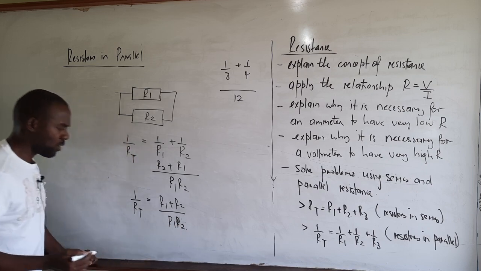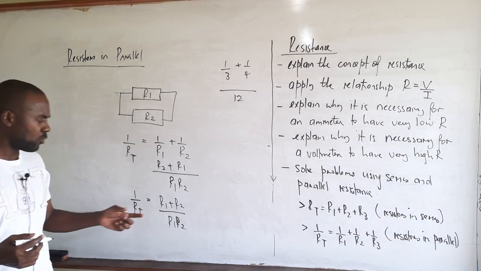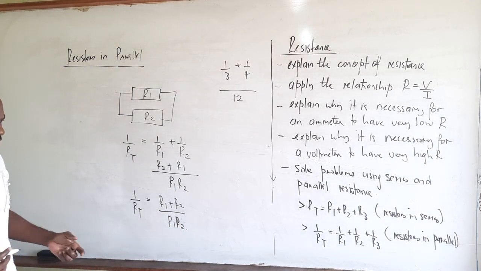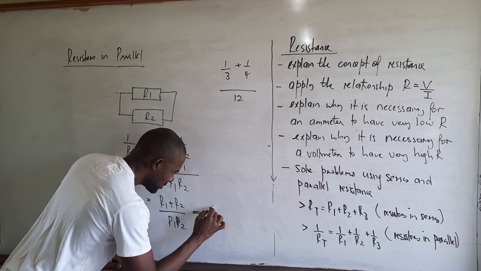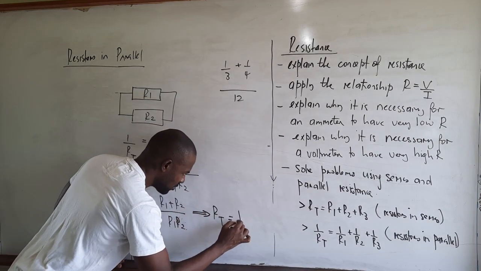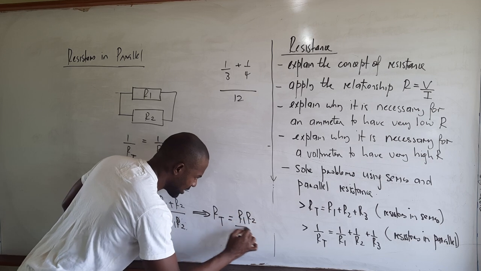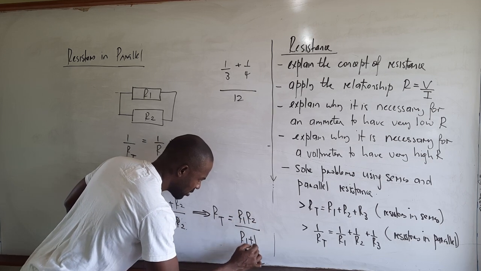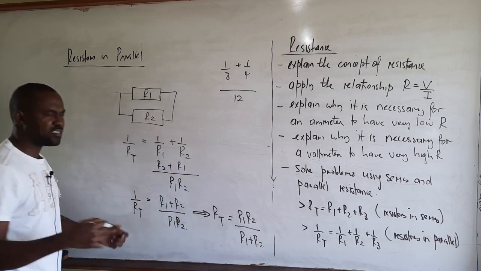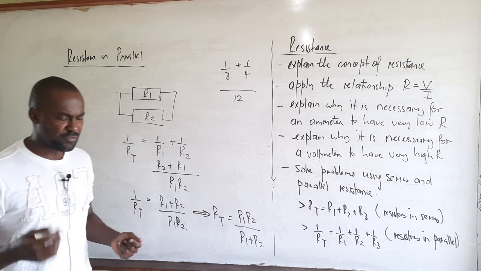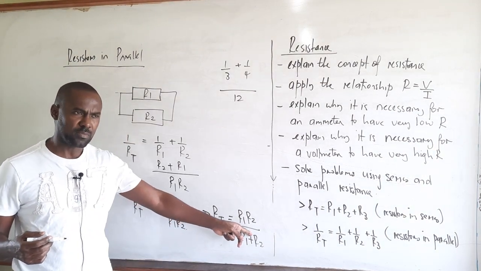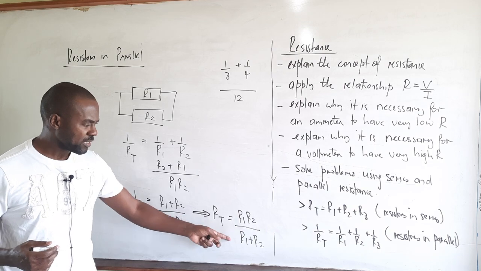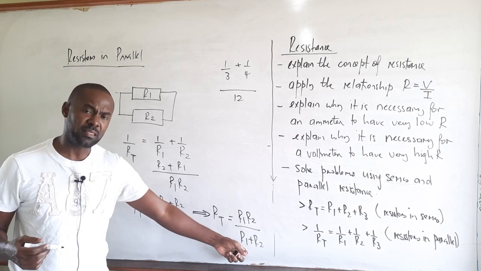But as before, what we're interested in finding is not 1 over RT, but RT. And so if we flip both sides, we get RT is equal to R1 times R2 over R1 plus R2. Now, what is the significance of this? The significance is this: if it's just 2 resistors connected in parallel, their total effective resistance is simply their product divided by their sum.